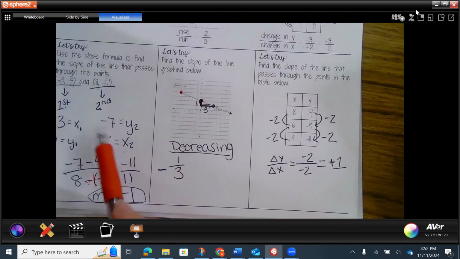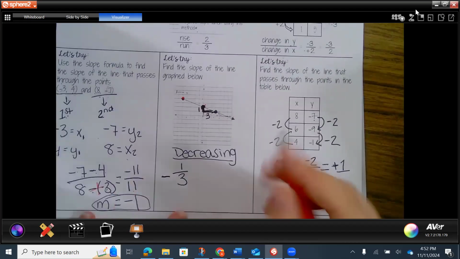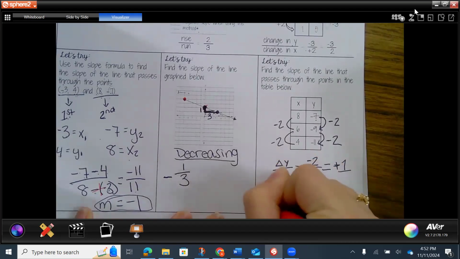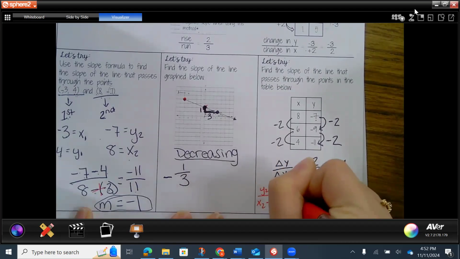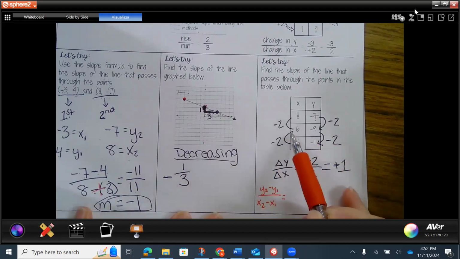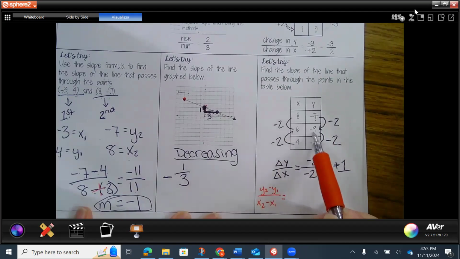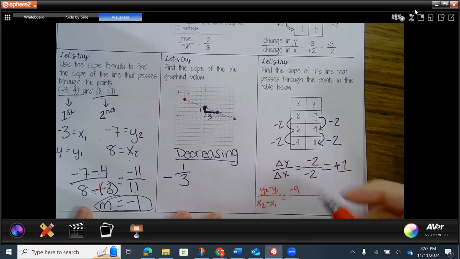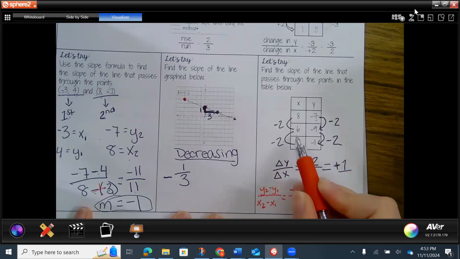Again, you can also use the slope formula. So if I'm using y2 minus y1 over x2 minus x1 here, I can pick any 2 points. So I'm just going to do my first and second point. So my y value for my second point is this one. My first point is this one. The y is -9. The x for my second point is 6.